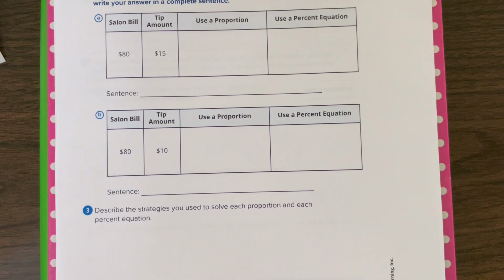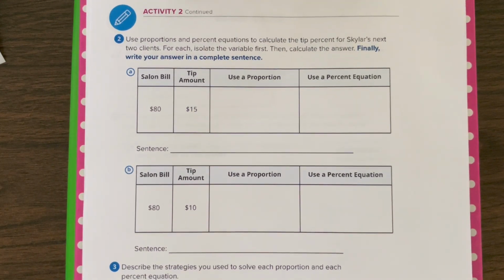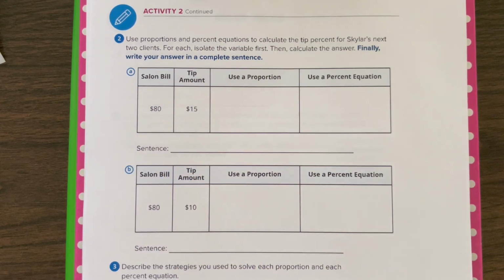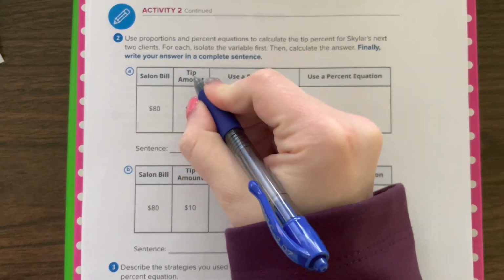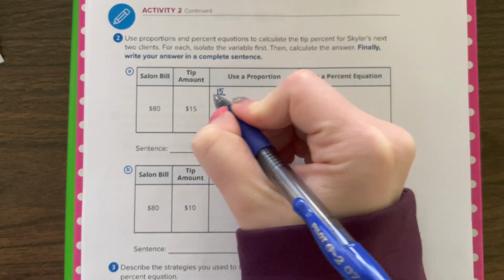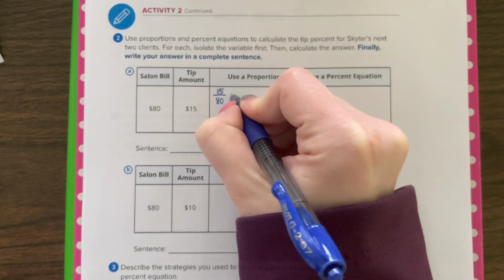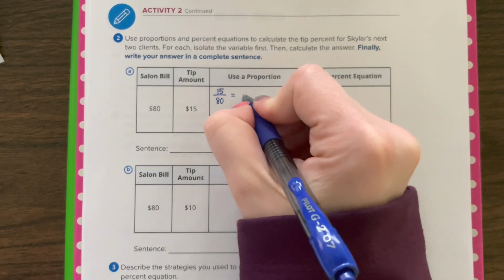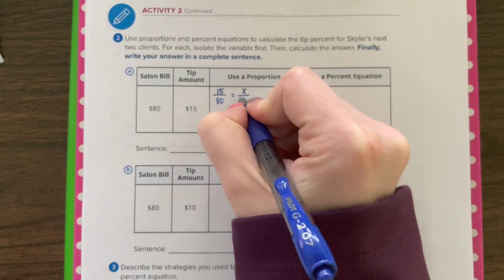All right, flip your page over. We can continue to use our proportions and percents, but just solving for different unknowns. In this case, we're given the bill and the tip amount, so that means we're going to solve for the percent. So let's set up our proportion. So we know the tip is the part, so we have part over whole, so 15 over 80, and then equals, well, this time we're solving for the percent, so that's our unknown. So we have x over 100.